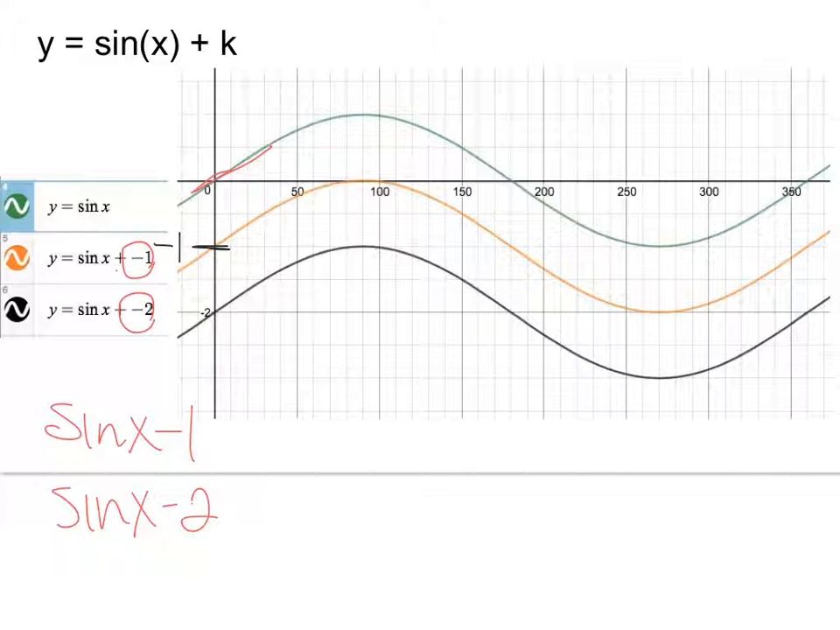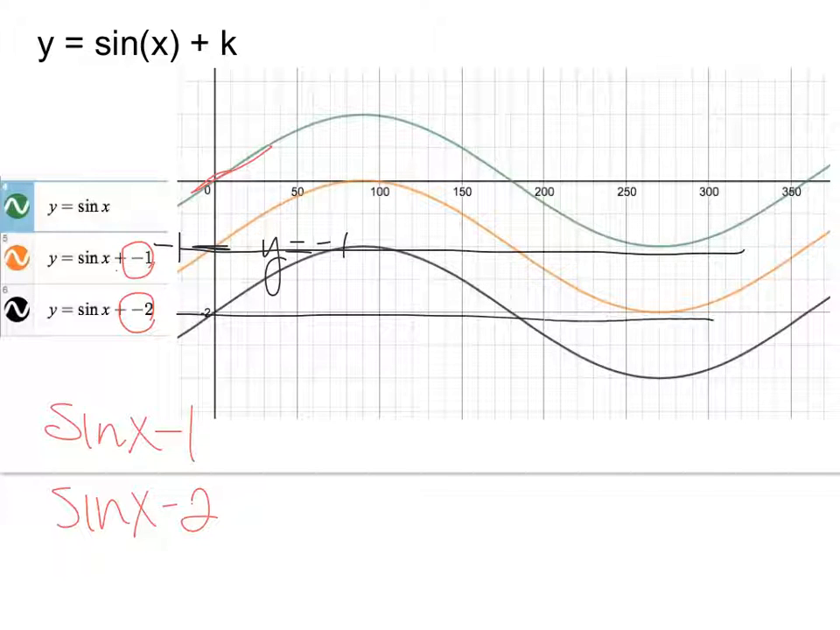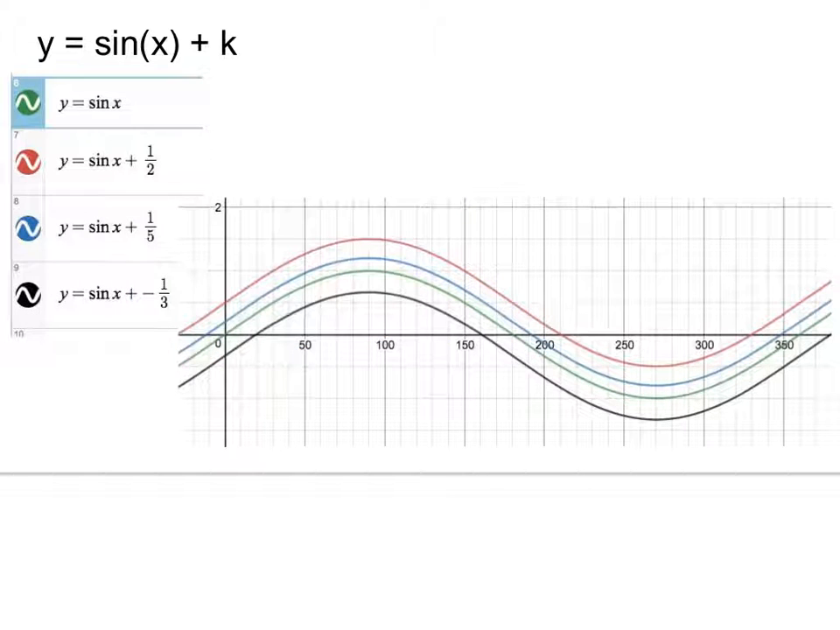So here is -1. Our midline is y equals -1. Our midline here is y equals -2. Our amplitude is still 1, just because the scale on the y-axis is a little funny. Okay, plus 1/2, plus 1/5. You see my scale is still pretty small. So here's 1. 1/2 is the red one.